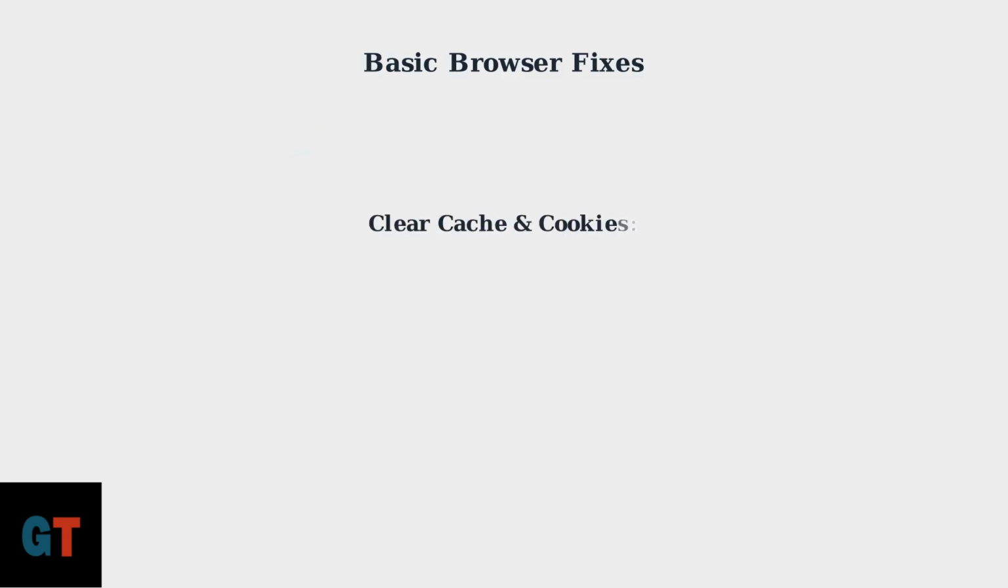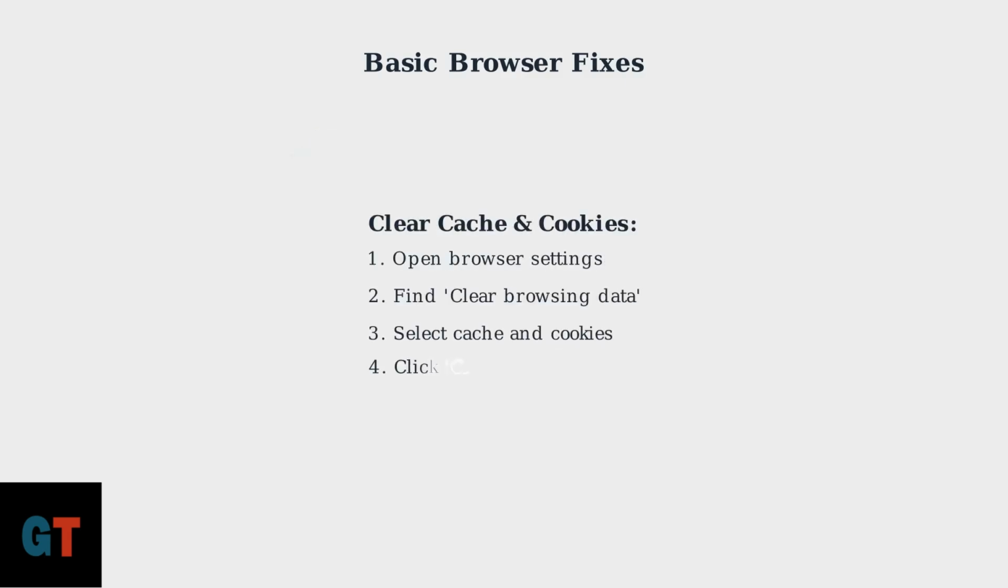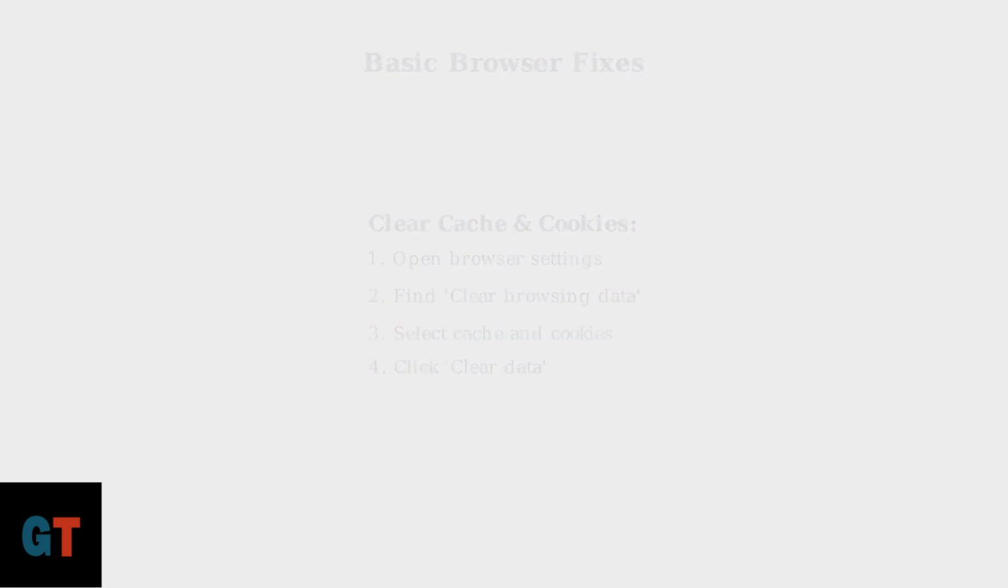Next, clear your browser's cache and cookies. These stored files can become corrupted and prevent videos from loading properly. If browser fixes don't work, the problem might be your internet connection. Let's diagnose your network. Check your internet connection stability by testing other websites. If they're also slow or not loading, the issue is with your connection, not YouTube.